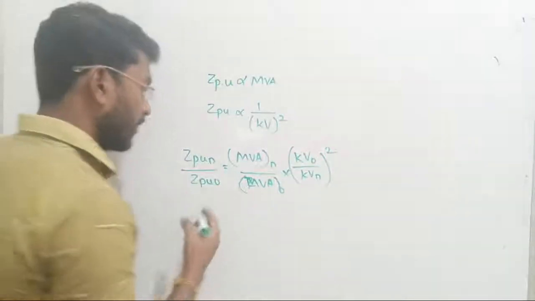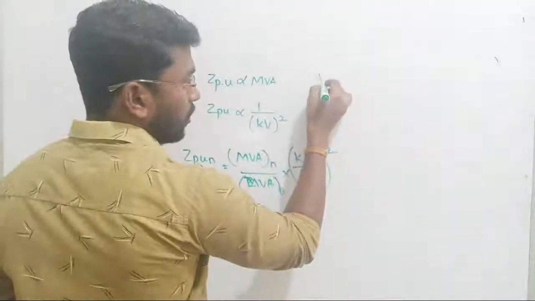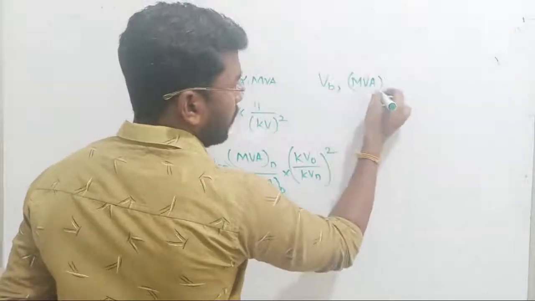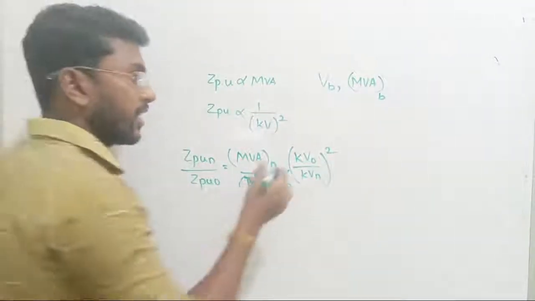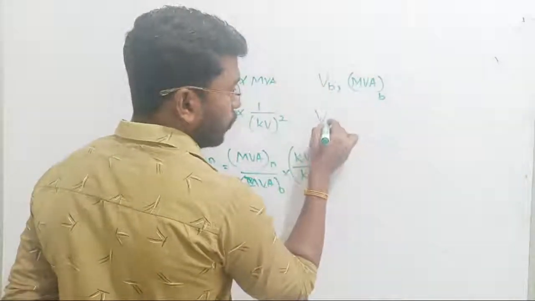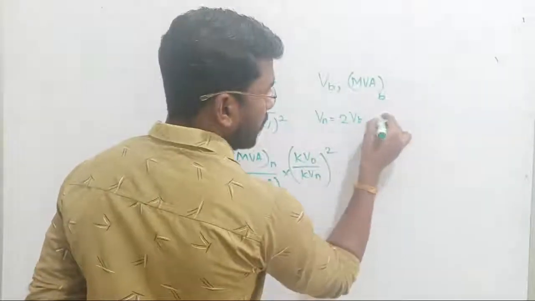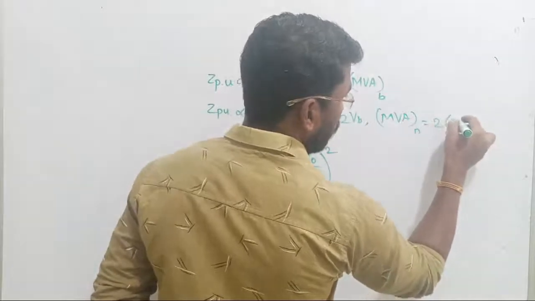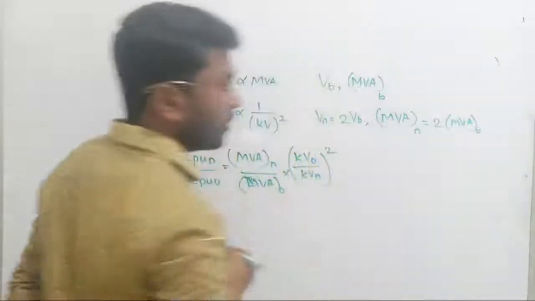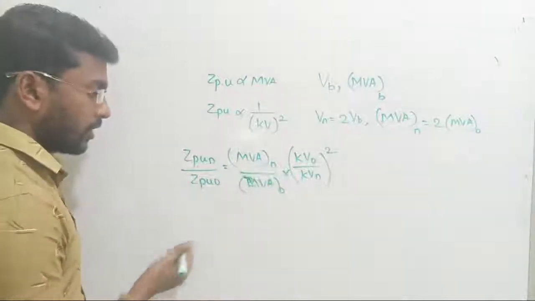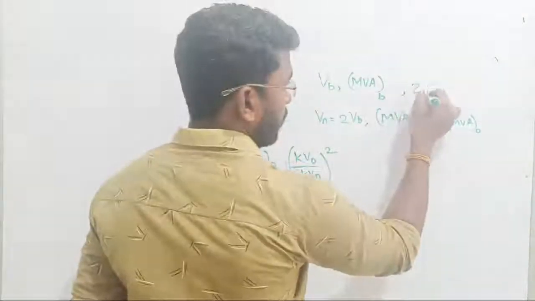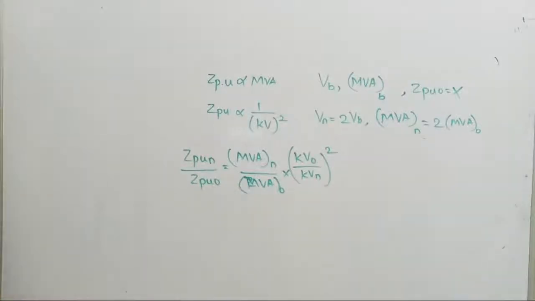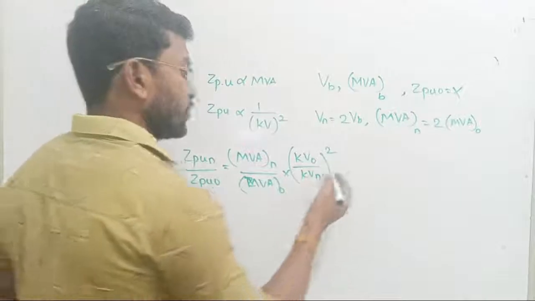In case number 1, the base voltage is V base and the base MVA is MVA base. In the second case, the new voltage V new will become twice of V base, and MVA new will become twice of MVA base, as our question says. They are asking what the new per unit value will be. The old per unit impedance is given as x. Substitute all the data and we will get the answer.